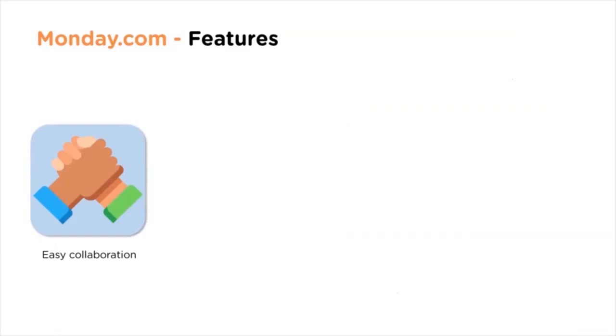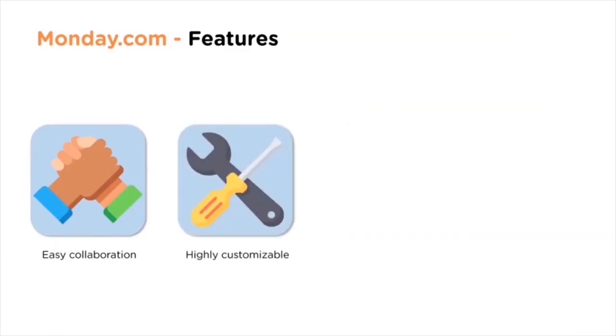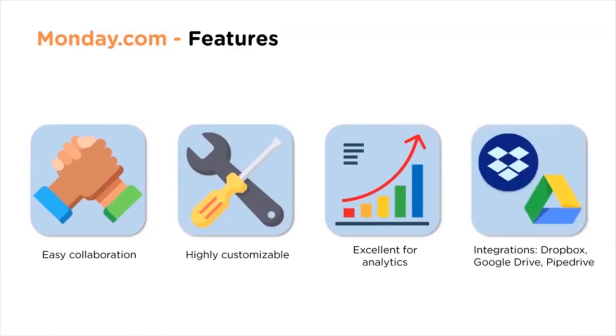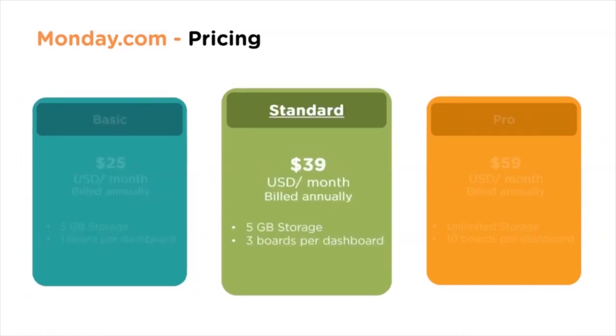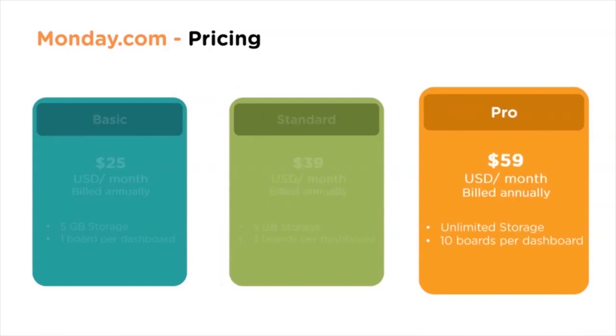Monday.com features and functionality include: easy collaboration, high customizability, excellent analytics, and integration with Dropbox, Google Drive and Pipedrive. As for pricing, the basic version is $25 on a monthly basis, which provides 5 GB storage and 1 board per dashboard, and it is billed annually. The standard package includes 5 GB storage, 3 boards per dashboard, and it is $39 per month, billed annually. Professional includes unlimited storage, 10 boards per dashboard, and it costs $59 per month, billed annually.